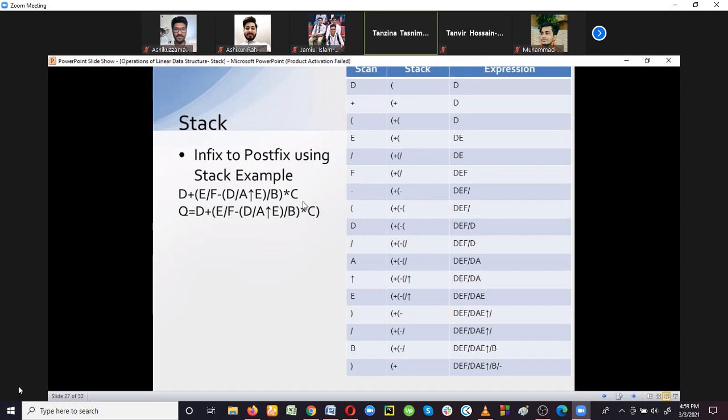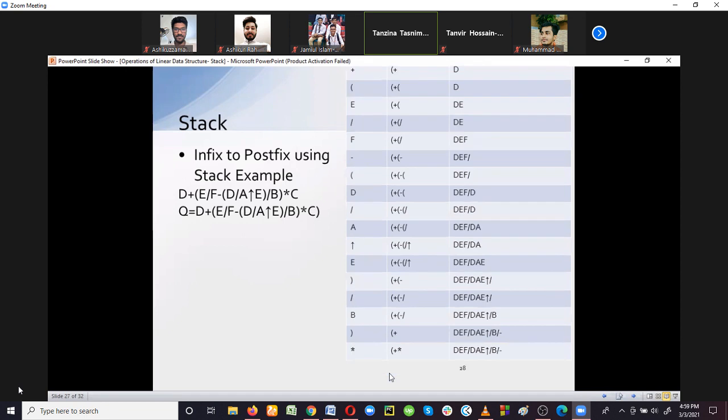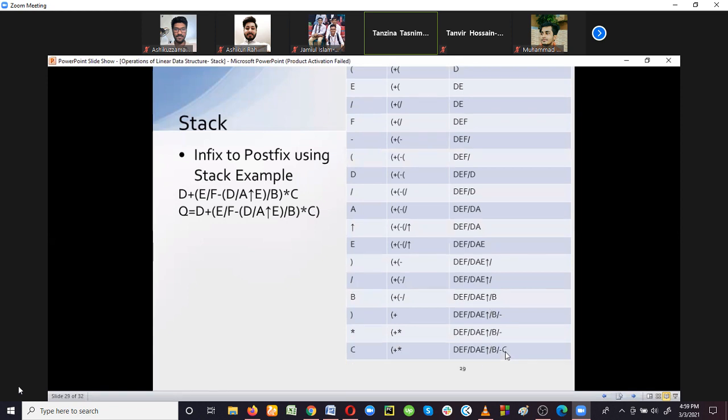Now the next one is an operator, multiplication. Where can we place it? Onto this stack. So this is the next step. Now after that, C is an operand. It will be placed at the end of the postfix notation.